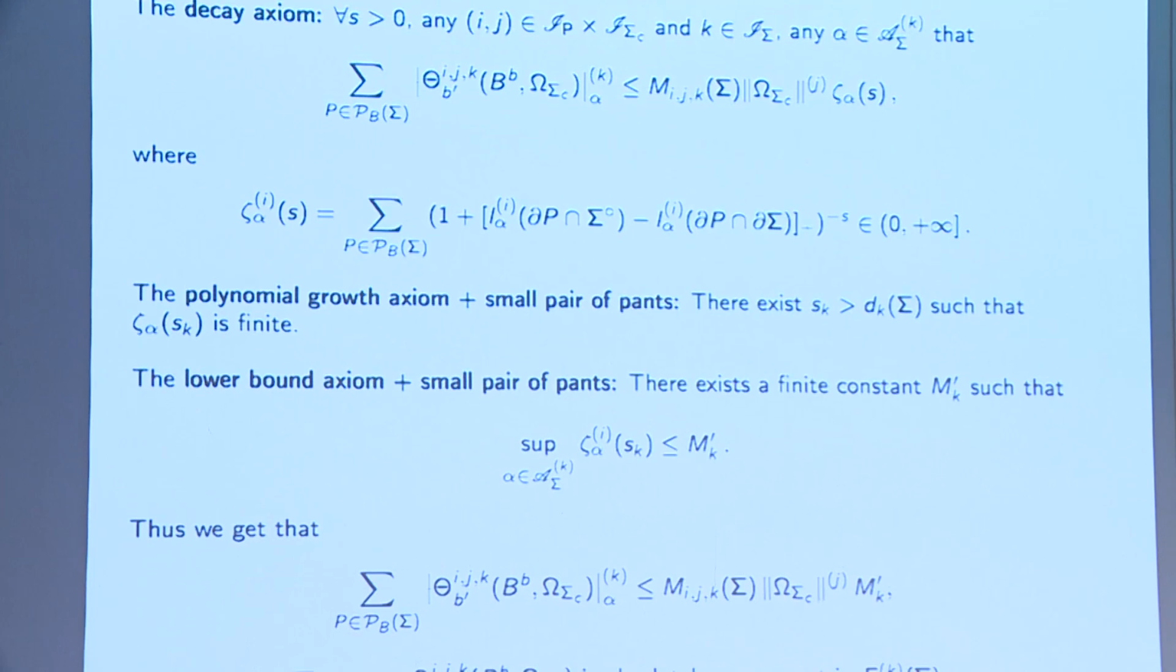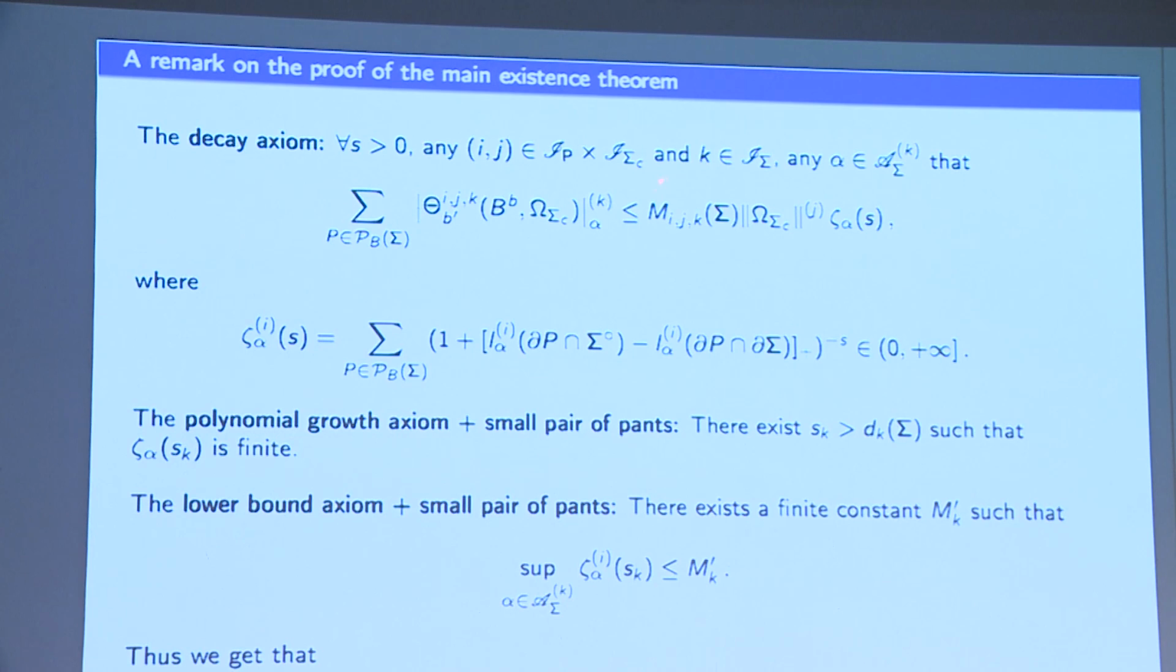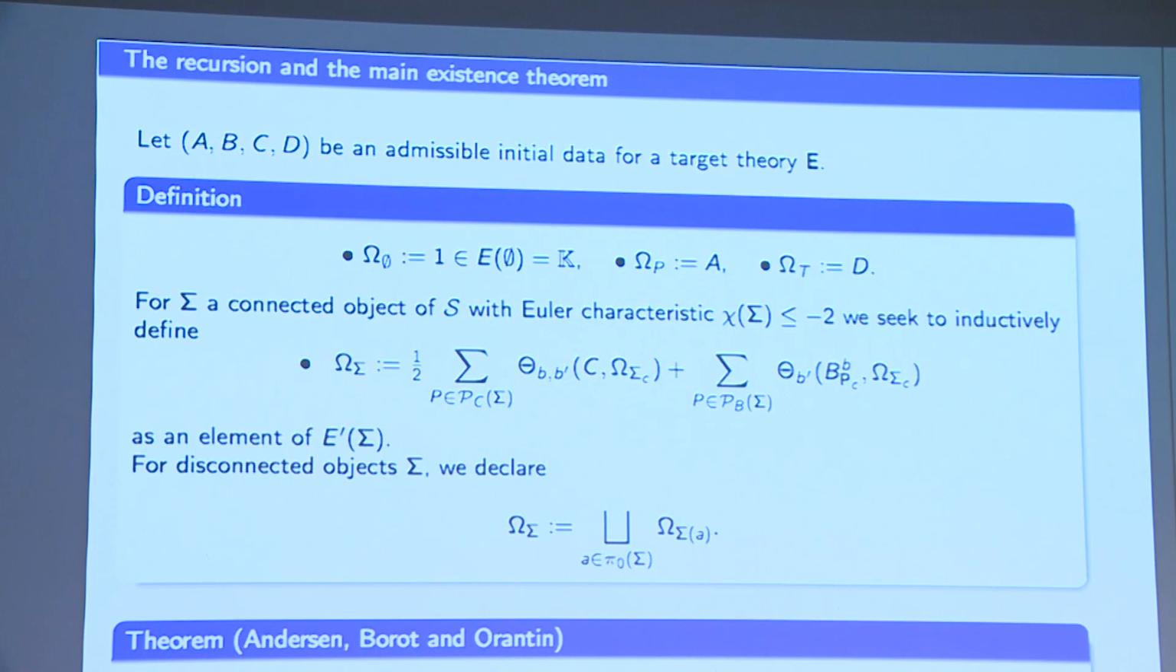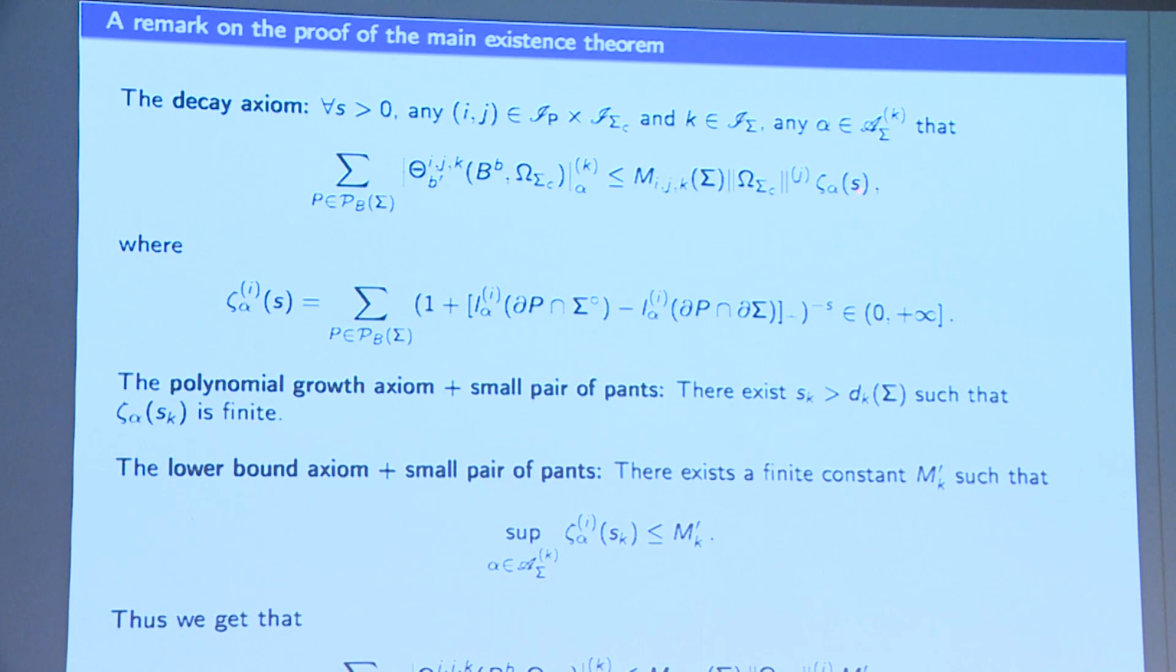Okay, so let me say a little bit about how the proof goes. For example, take this part of the sum here. Because we want to show absolute convergence, I take the norm of everything inside the sum. Obviously, if I use the estimates that I have for the initial data, straight off, what I get is that this side is bounded by this quantity here, where this zeta function is simply the sum over all the pair of pants of this quantity.